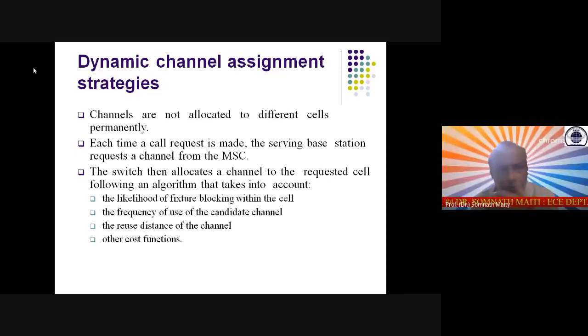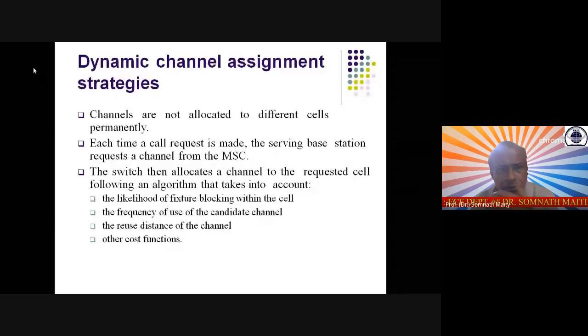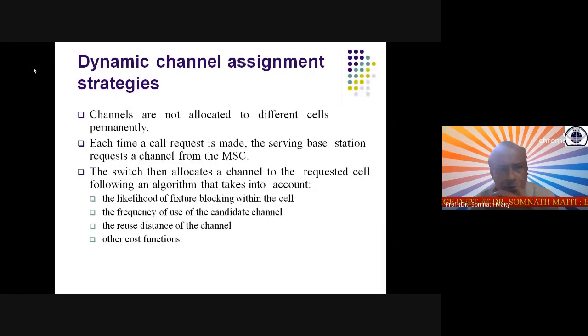Each time a call request is made, the serving base station... So you are residing in a particular base station, you are sending a request for a channel. The base station in turn will forward this request to the MSC, the mobile switching center. The mobile switching center then allocates a channel to the requesting cell following an algorithm.